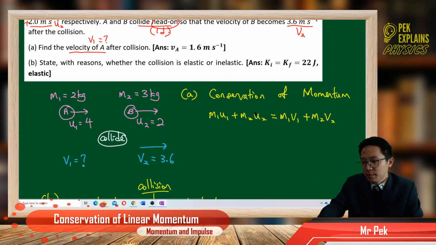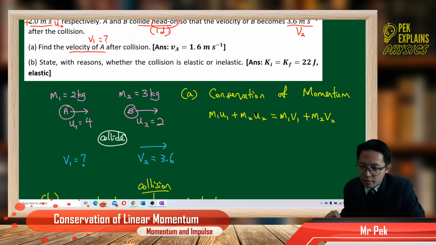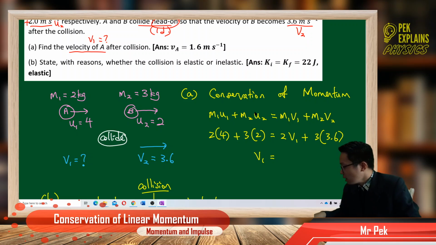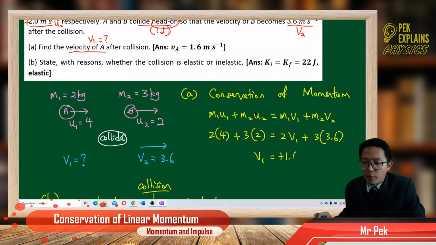So we just substitute all the information we have. We have 2 kilogram times 4 plus 3 kilogram times 2, and then on the other side, we don't have V1. We want to find V1, and mass 2 is 3 kilogram and 3.6 for V2. So we are just left with V1. We find the answer, and we get positive 1.6 meters per second.